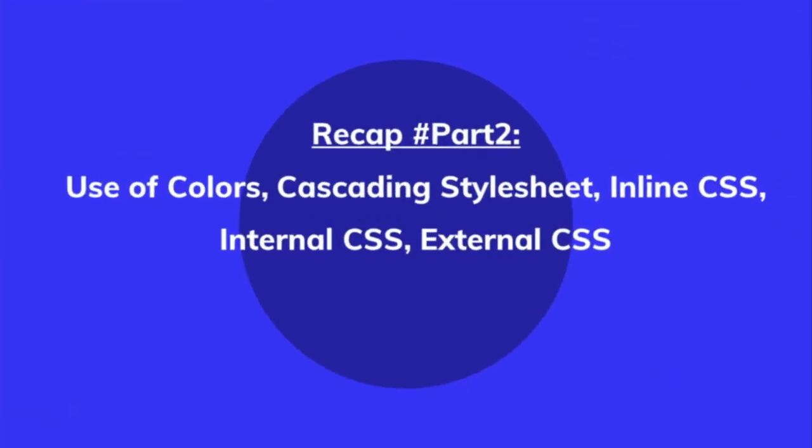In part 2 we discussed the use of colors, then we discussed the cascading style sheet, which has 3 parts: inline CSS, internal CSS and external CSS.